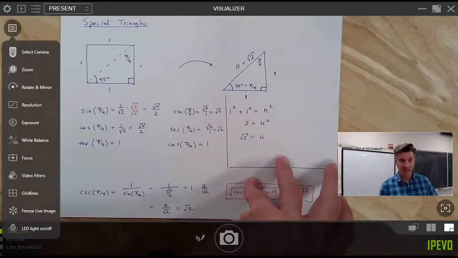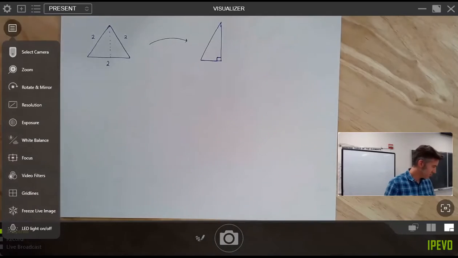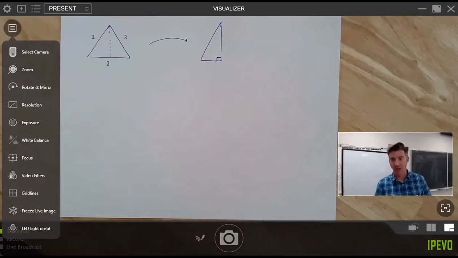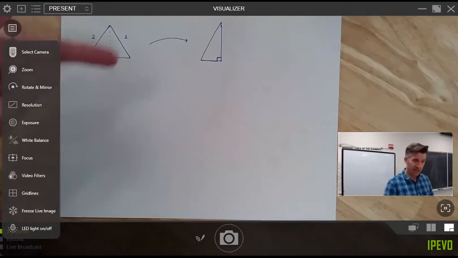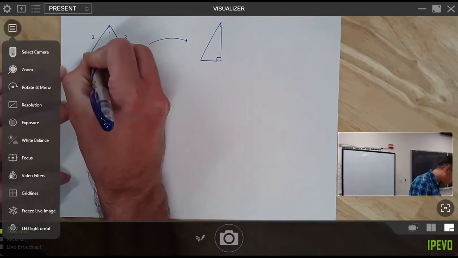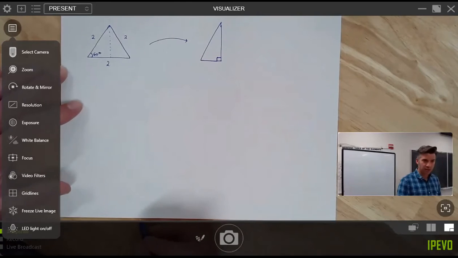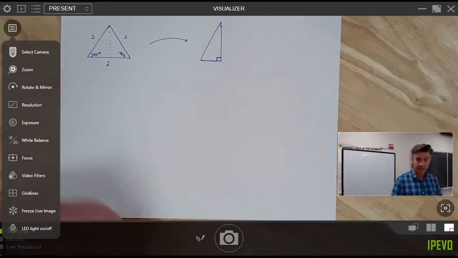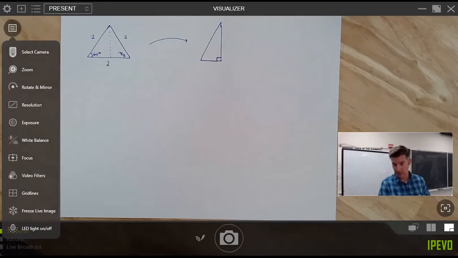Let's go on to the second special triangle. An equilateral triangle. So this one's actually a triangle to start with, but with the square, we're going to cut it in half. So this equilateral triangle has side lengths all 2. And all the angles are 60 degrees, or pi over 3 radians, which is the same as 60 degrees.